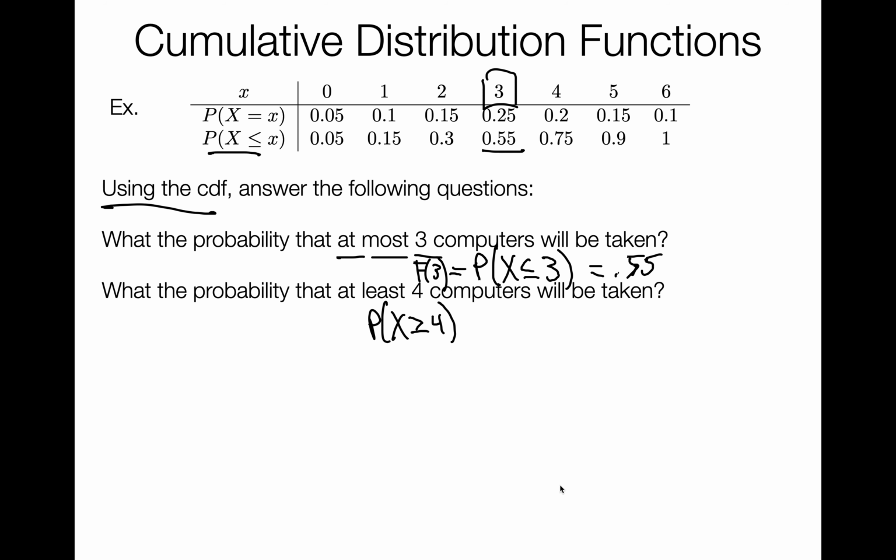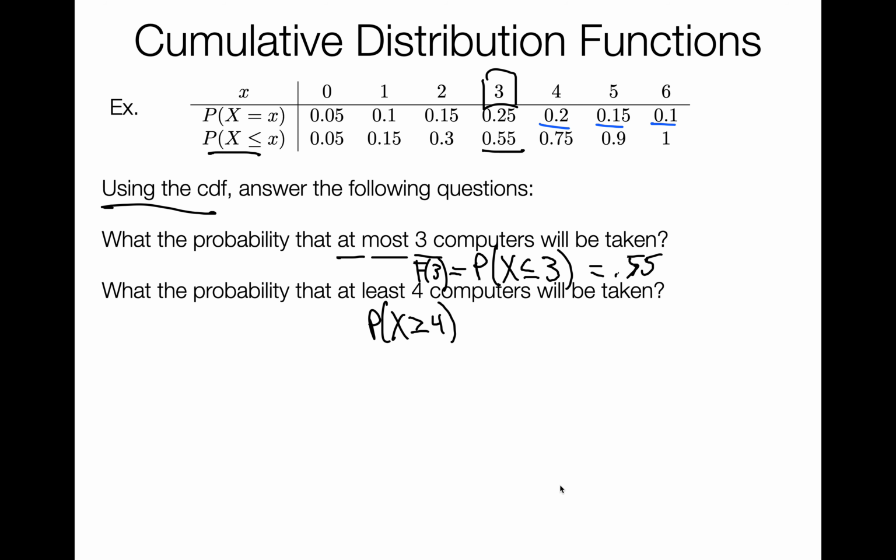And so if we wanted to use the PMF, we would just add up 4, 5, and 6, and we would get the number, which is fine. But what we want to do is use the CDF. Now the CDF gives us everything at or below a point. And so, in order to find greater than or equal to 4, we need to find another equivalent statement.